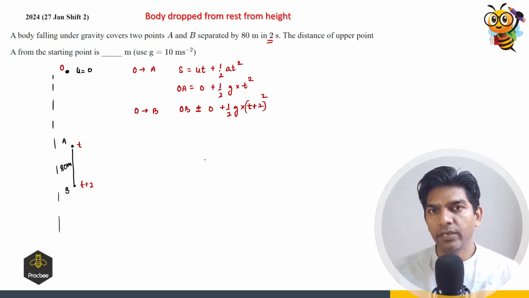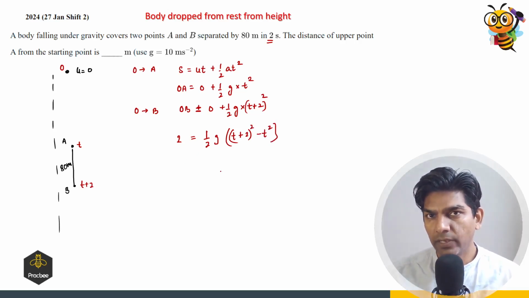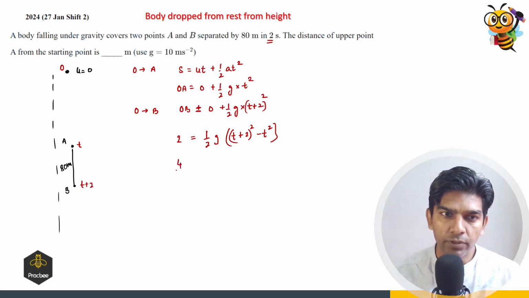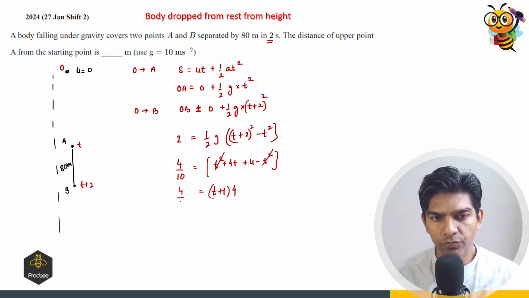And the difference of OB and OA is given as 80 meters. So if I take the difference of these two, we'll get 80 meters equals half g times t plus 2 whole square minus t square. Now this equation will give us the value of t. Once we know the value of t, we can find the distance of A from O. That's what we have to calculate.